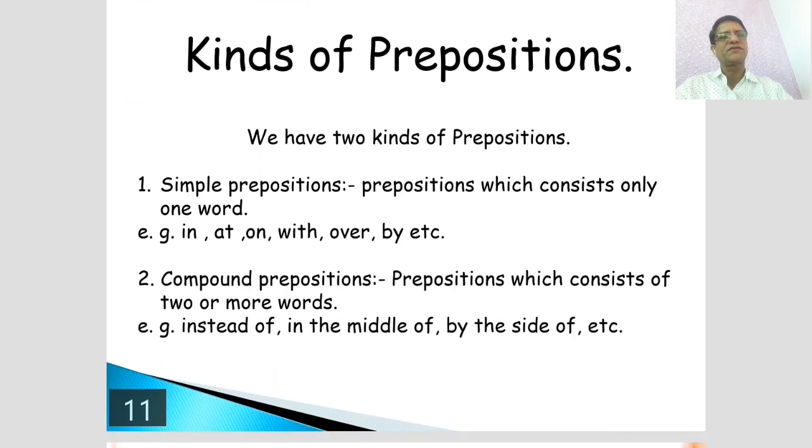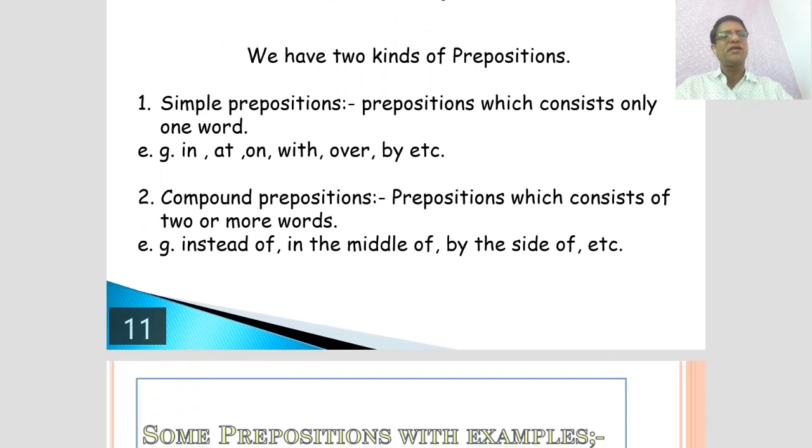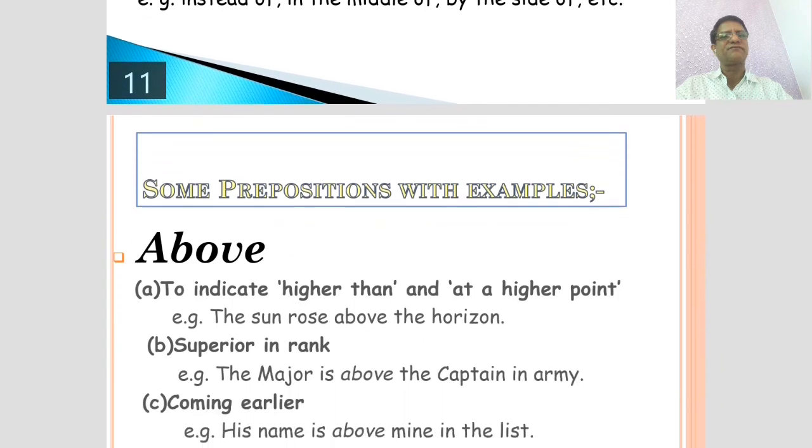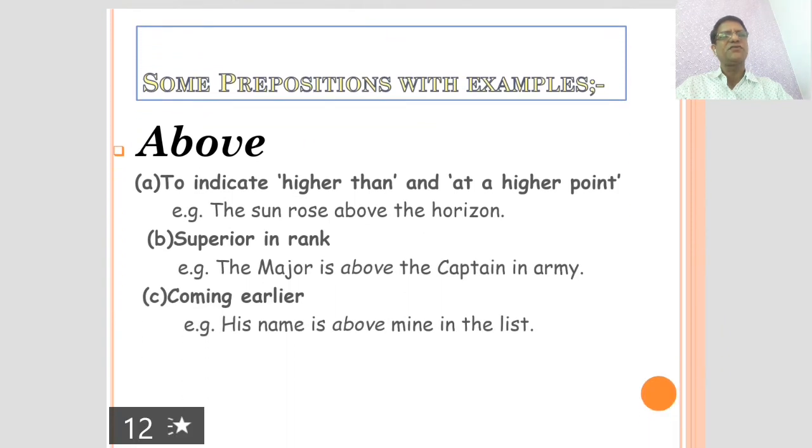Kinds of prepositions. We have two kinds of prepositions. Simple prepositions: prepositions which consist of only one word. Examples: in, at, on, with, over, by, etc. Next is compound prepositions: prepositions which consist of two or more words, like instead of, in the middle of, by the side of, etc.